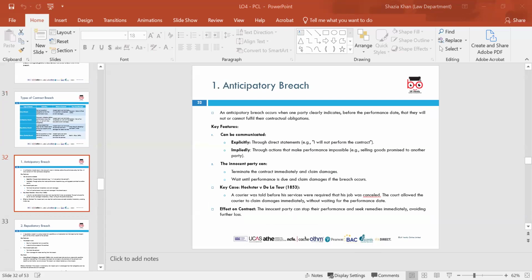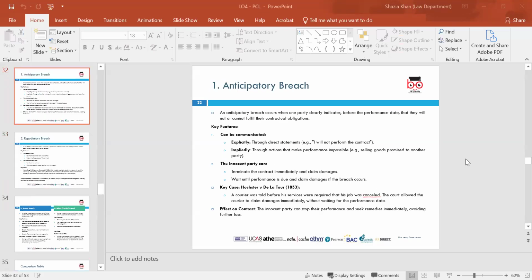So anticipatory breach occurs where one party clearly does not intend to fulfill their contractual obligation. They may communicate their intention or it may be obvious from their actions, for example, by failing to start work. While the contract has not yet been breached, it can be anticipated that a breach will occur. So, there's anticipation that the breach will occur here. And the key features: it can be communicated explicitly or impliedly, and the innocent party can terminate the contract and claim damages. Key cases, as we mentioned earlier, Hochster v De La Tour, 1853.